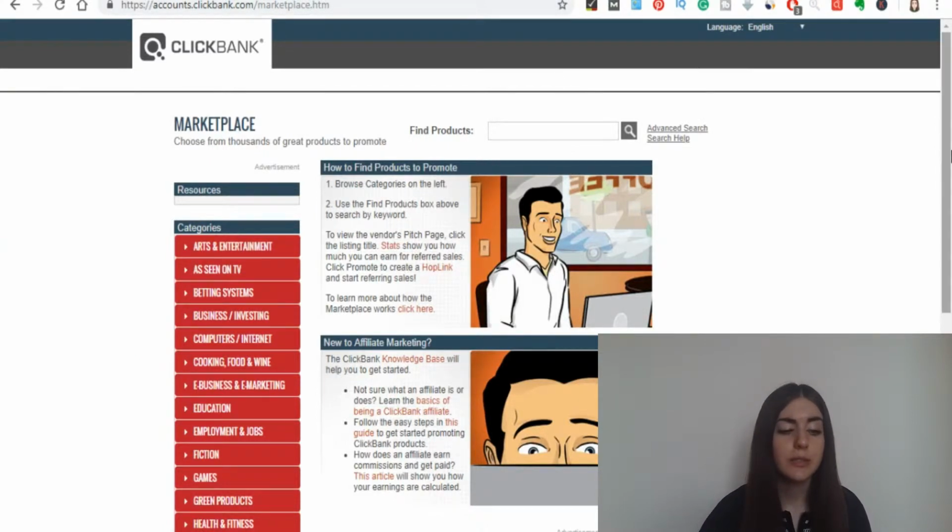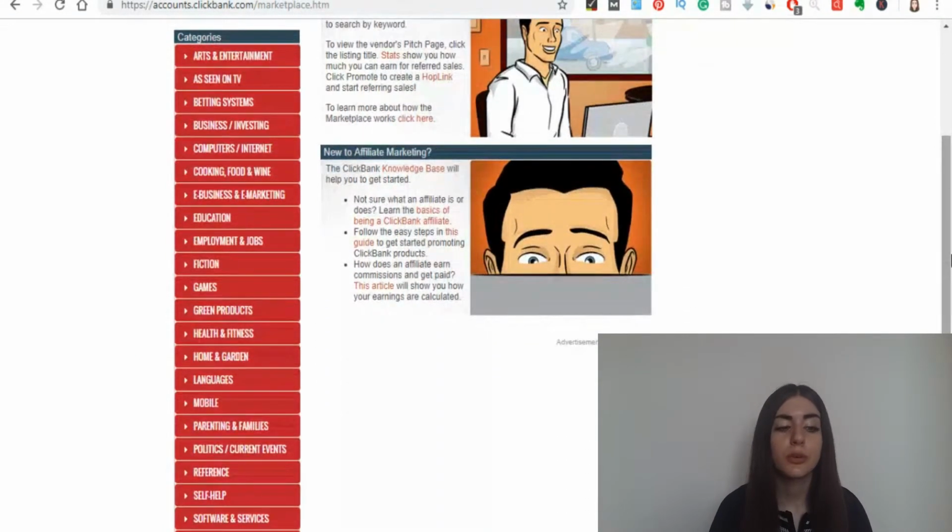So here on the left side, we have all of those different categories available on Clickbank. We have arts, entertainment, business, computers, cooking, education, employment, fiction, games, green products, health and fitness, home and garden, languages, parenting, self-help. We have a lot of different categories here, okay? So what you can do is choose your category based on the niche you're in.